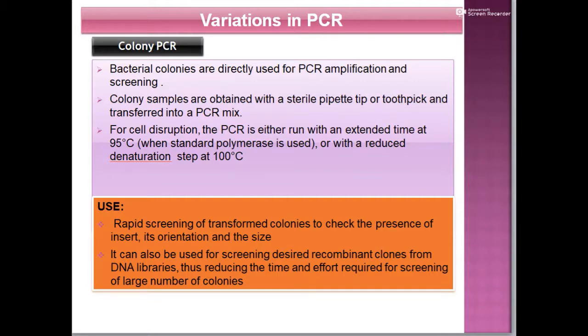So this is mainly used for the rapid screening of transformed colonies, especially in recombinant DNA technology, to check the presence of the insert, its orientation as well as the size. And for screening desired recombinant clones from DNA libraries, thereby reducing the time and effort required for screening a large number of colonies. So the benefit of colony PCR is that you need not isolate DNA from every colony which you get on a recombinant plate after the process of transformation.